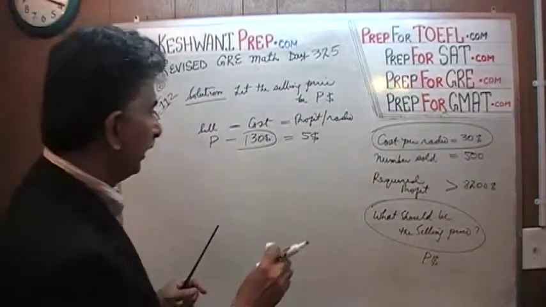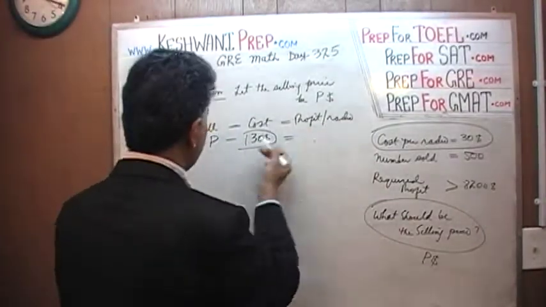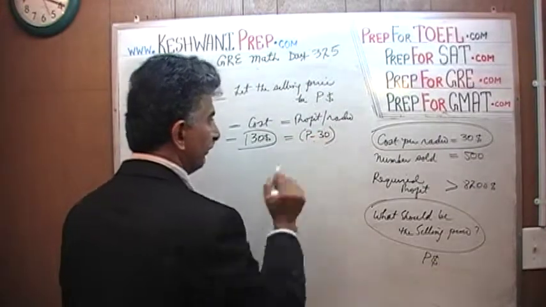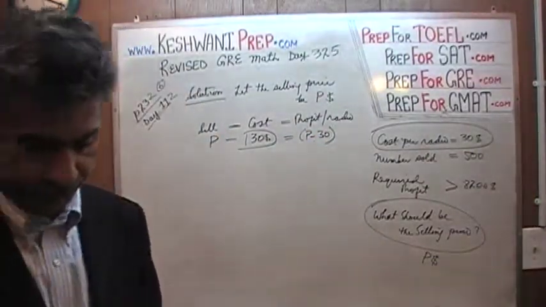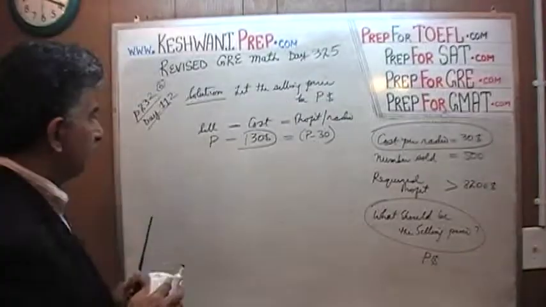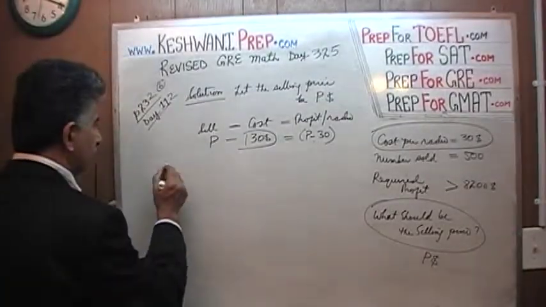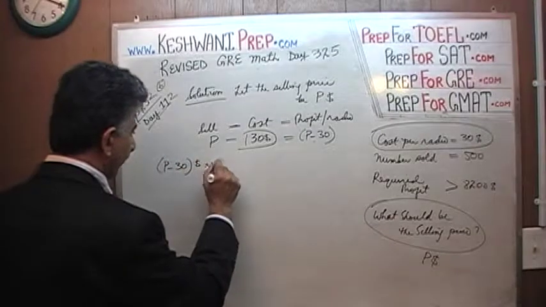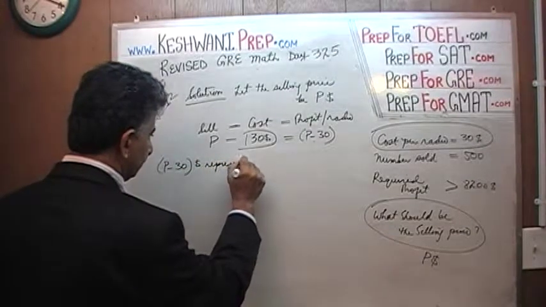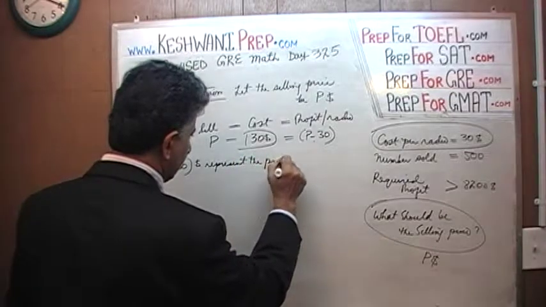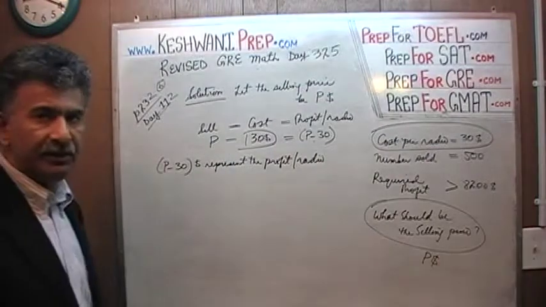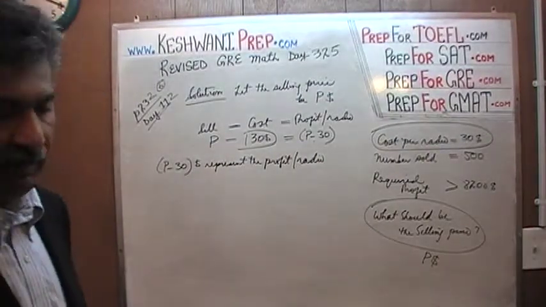So our profit per radio is just this amount, P minus 30. P minus 30. That's our profit per radio. So let's continue then. P minus 30 represents the profit per radio. And how many radios are we selling? We are selling 500 of them.